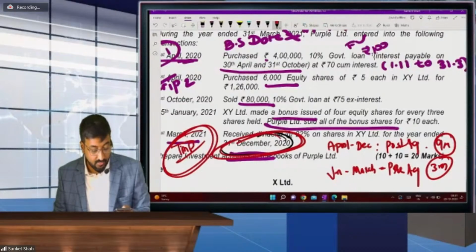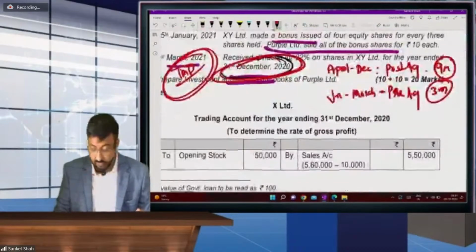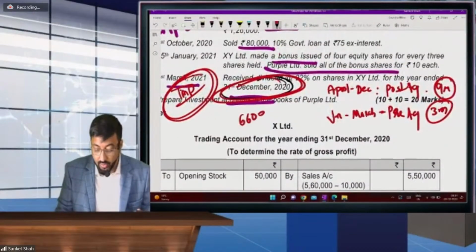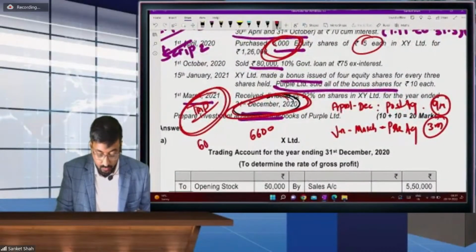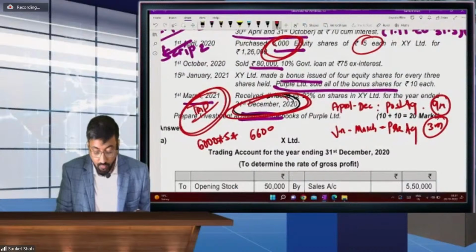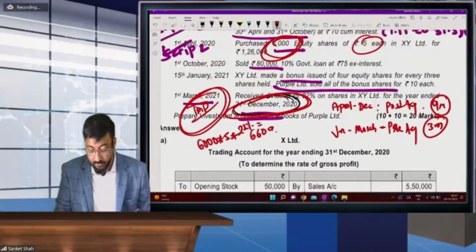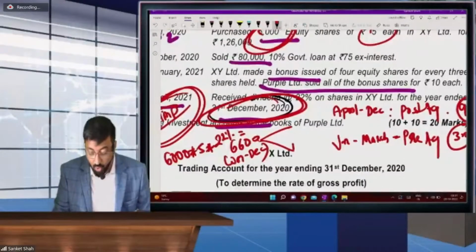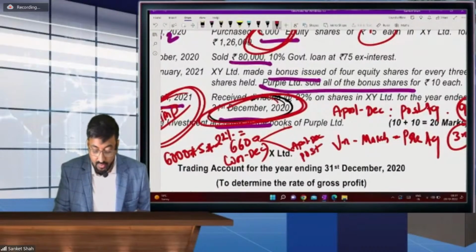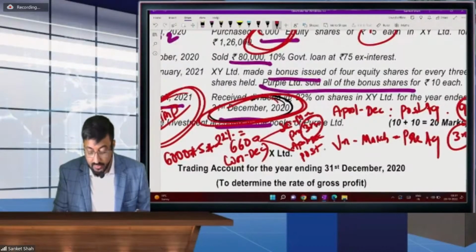Dividend is total dividend 6,600. How you calculate the 6,600? See, you bought 6,000 shares at 5 each. Face value 5 into 22%. Now this dividend is from January to December. But out of this, you bought it on April. So April to December, it's a post-acquisition. And January to March is a pre-acquisition. So 3 months, 9 months.